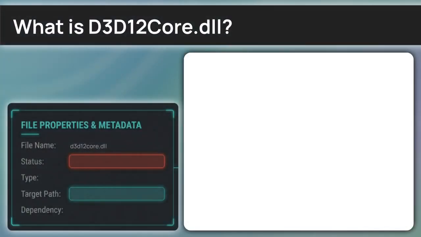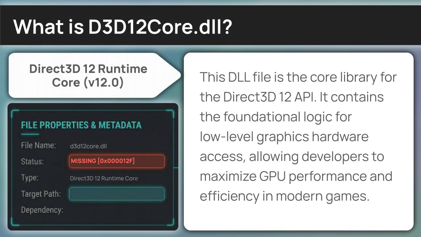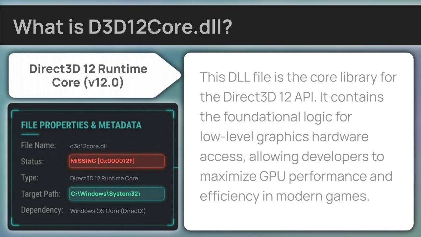This DLL file is the core library for the Direct3D12 API. It contains the foundational logic for low-level graphics hardware access, allowing developers to maximize GPU performance and efficiency in modern games. Let's transition to the solution, starting with the official Microsoft redistributable.